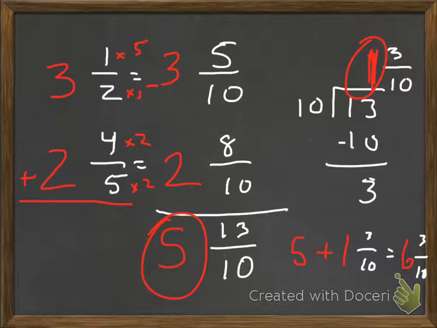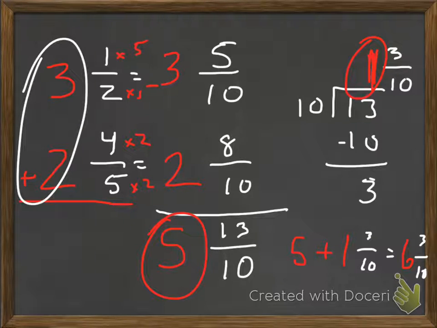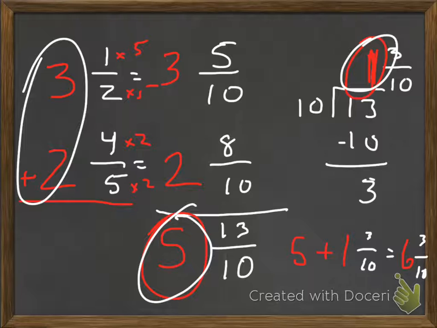So it's just like Lesson 2, only now you have two whole numbers that you have to add together, and you got to make sure you add those together. And you don't forget about the new one you have when you change it to a mixed number.